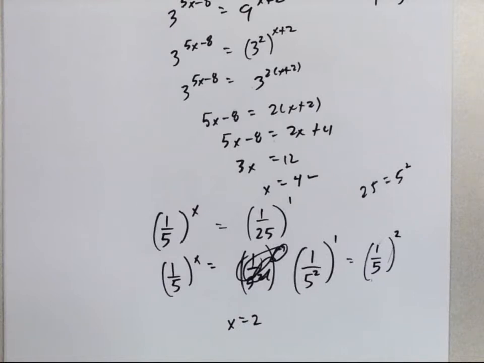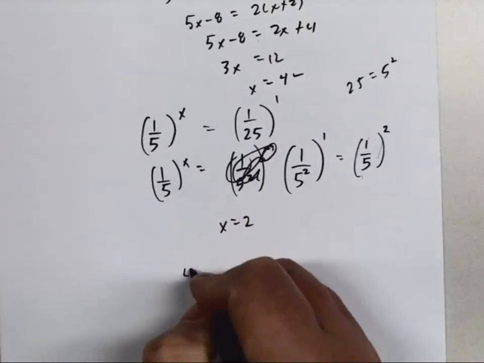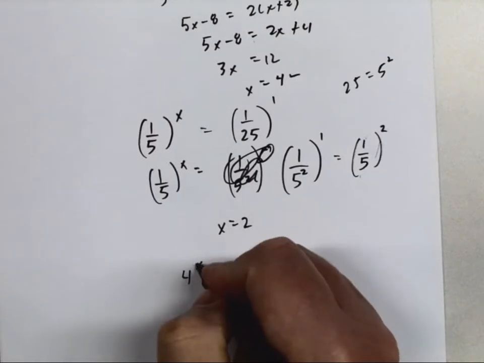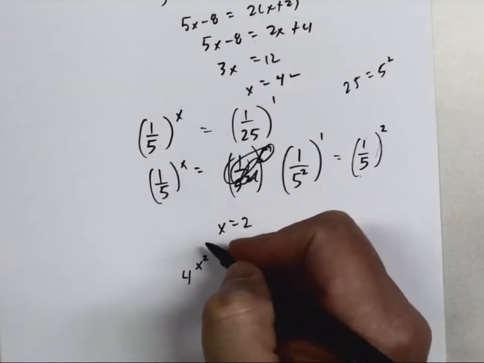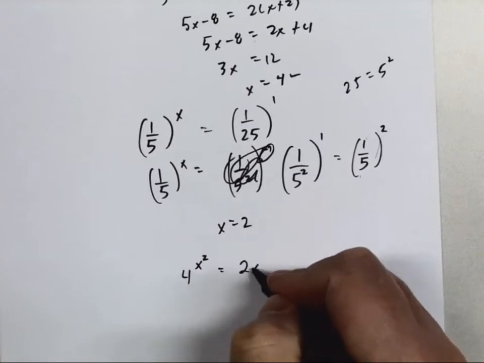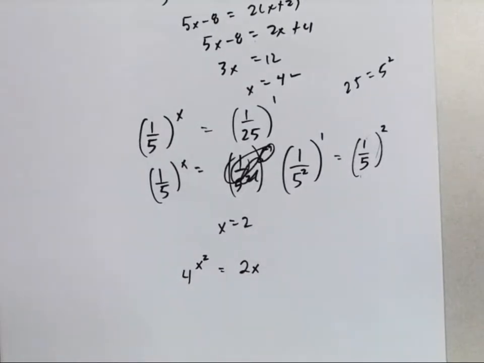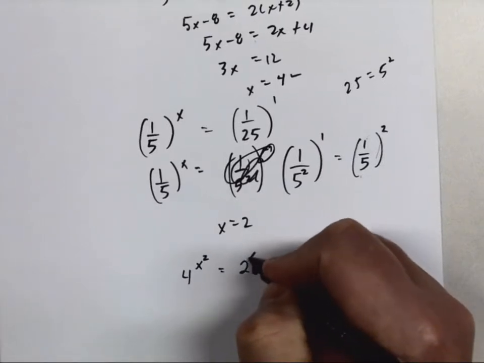I want to do, let me look it up. I thought I wrote it down, but I did not. This is just a little tricky. Let me find it. How about, here's one that's pretty good. 4 raised to the x squared equals 2 to the x. Oh, see, I keep writing this wrong. Not being careful. It's not 2x, it's 2 to the x.